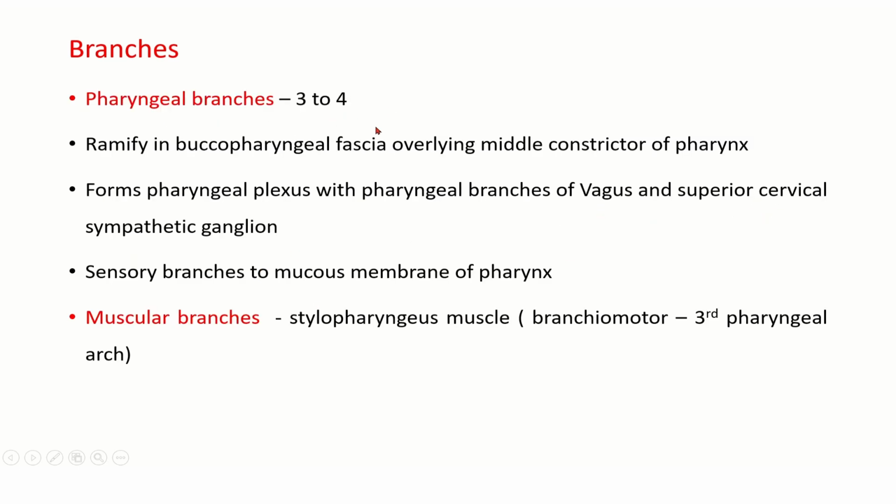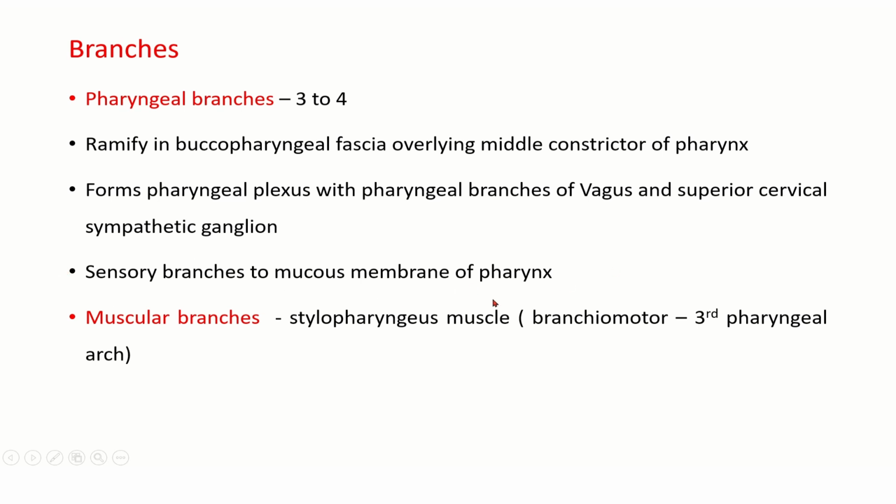The pharyngeal branches, three to four in number, ramify in the buccopharyngeal fascia overlying the middle constrictor of the pharynx. They form the pharyngeal plexus with pharyngeal branches of the vagus and superior cervical sympathetic ganglia. Then sensory branches go to the mucous membrane of the pharynx.